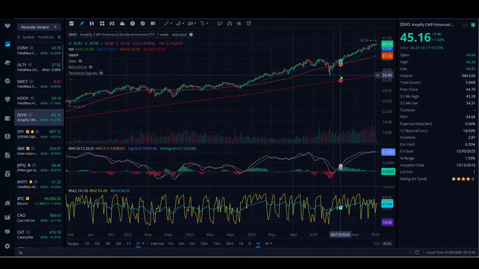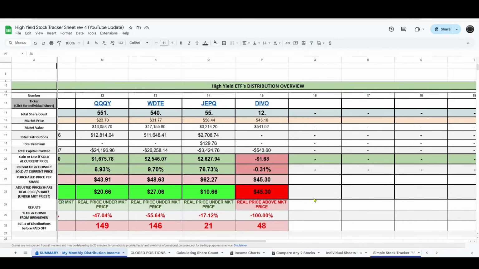Therefore, I don't mind buying and increasing my real price per share here because it's moving up in price versus a lot of the other high yield ETFs where they may only trade sideways, and a lot of times here lately, trading down, right? But DIVO and JEPQ seem to be playing a little bit of a different game. So I'm willing to change the game up on those, and I want to hold those long term, and I am willing to buy them even though it will raise my real price per share.